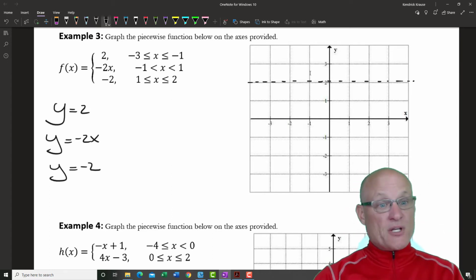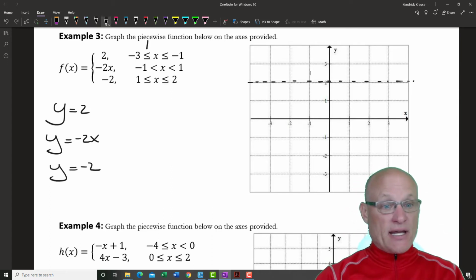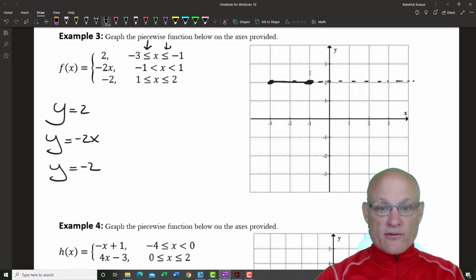Where does this end? So it starts at -3 and it's a closed circle. So -3, closed circle. That means I don't need any of this. I'll just erase that. Nice and light. And we're going to end at -1, closed circle. Connect the dots. And then I don't need any of this. We'll get rid of all this.